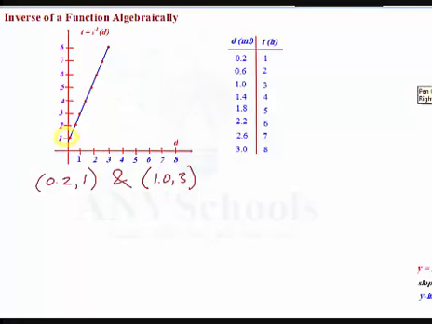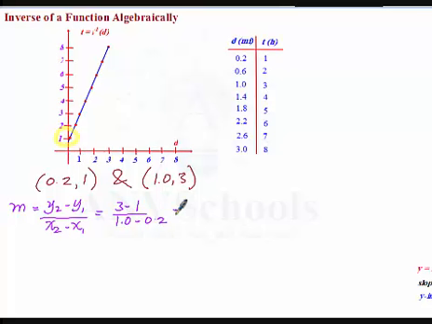So what's my slope here? My slope would be y2 minus y1 over x2 minus x1. That's equal to 3 minus 1 all over 1.0 minus 0.2. So that would give us 2 over 0.8. And 2 over 0.8 is 2.5.